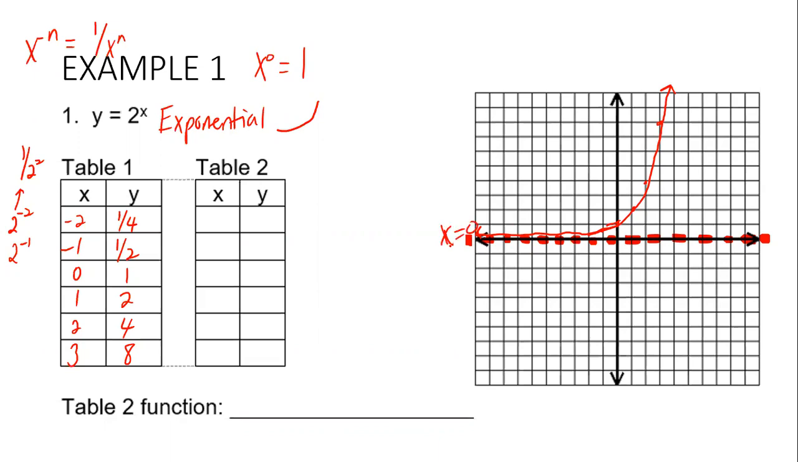All exponentials have a boundary line. For this one, it's 0. No, they're not all 0. All right, so we're at x, not x. I wrote x. That should be y equals 0. Lo siento.